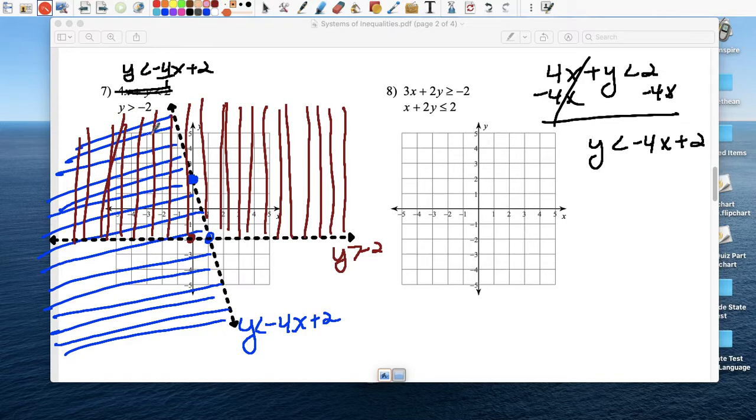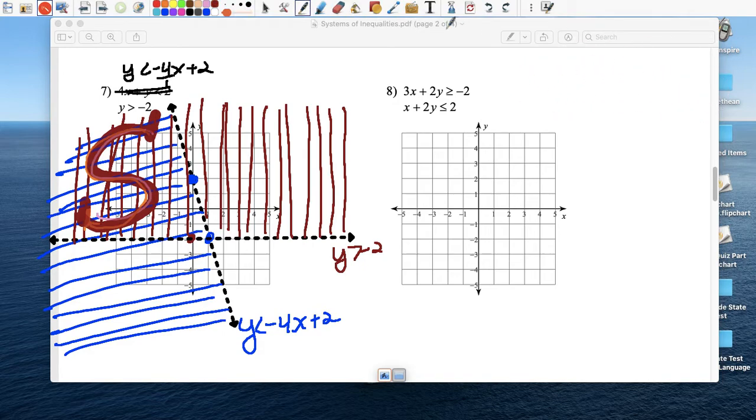So let me put a big S here. Okay, let me choose a different one. All right, there we go. That's my area. Pick a number over there. I would definitely pick an easier one. Is 0, 0 in there? Well, let's see. 0, 0 is in there, so anytime I can pick 0, 0, I'll use it. So if I pick 0, 0, it should work for both inequalities.